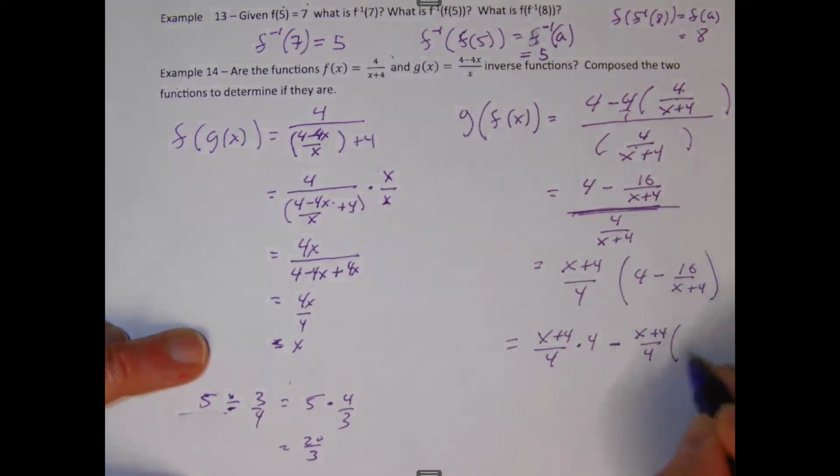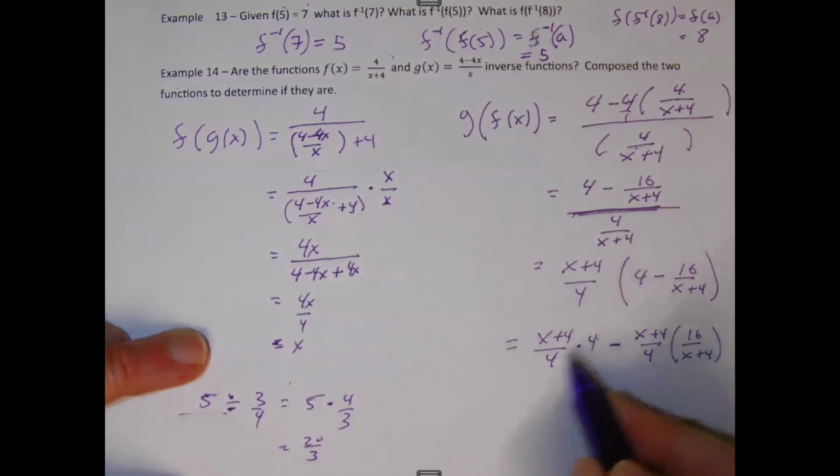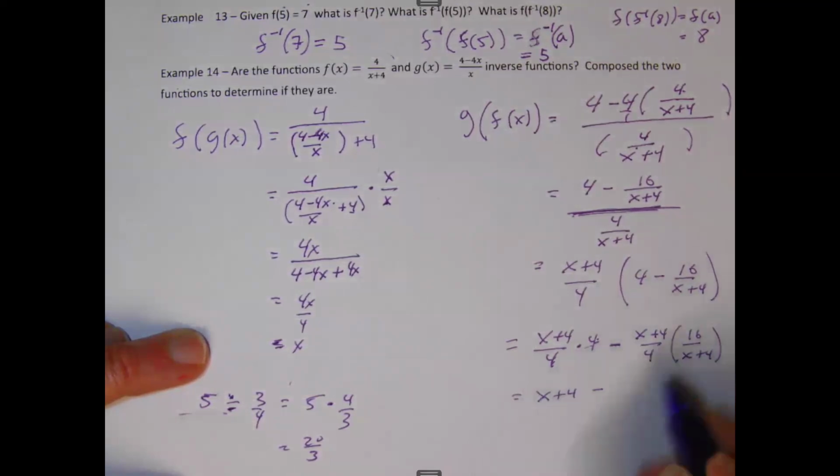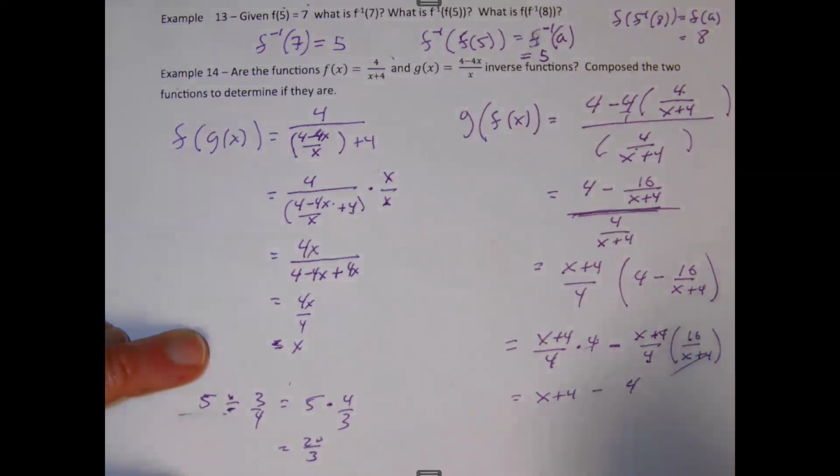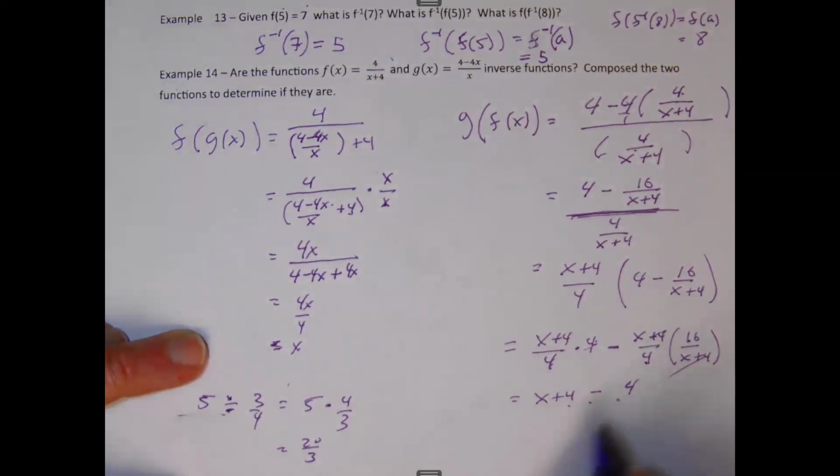Great. And 16 over x plus 4, just like that. So immediately I see that these two 4s, 4 divided by 4 is 1, so I'm left with x plus 4 here. Minus. All right, so x plus 4 and x plus 4 again are 1, cancel, whatever you want to think about it. 16 divided by 4 is 4. 4 minus 4 is 0, and I get x.